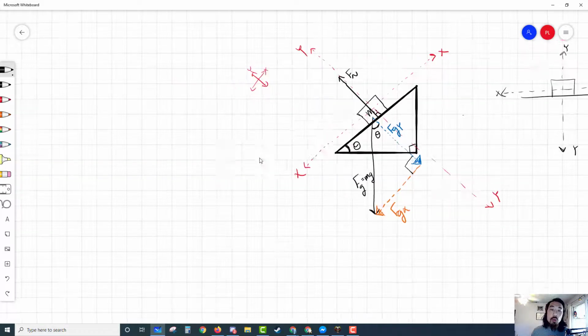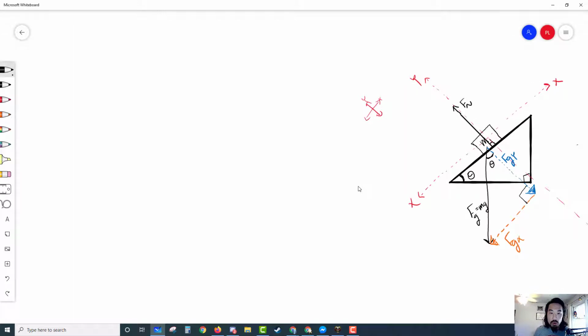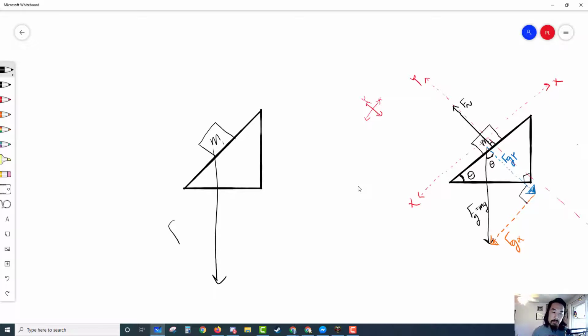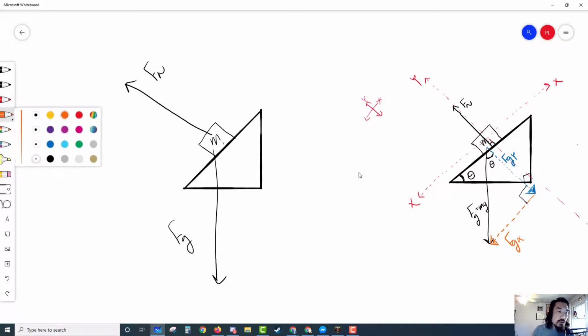I'm going to show you what students do incorrectly. I'm going to create my surface and my object. So far, good. Students are good with this. They're going to create their F of G, nice and big because you follow my recommendations, and they're going to create their F of N. Now let me show you how students create the components. Do not do this.